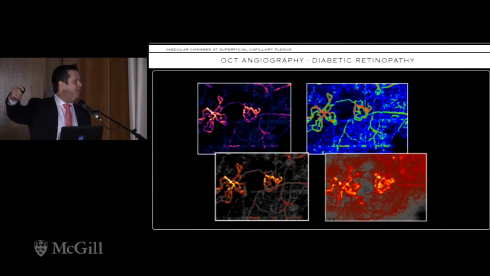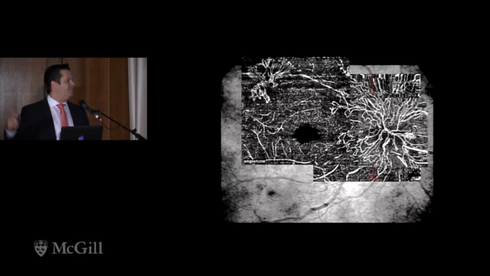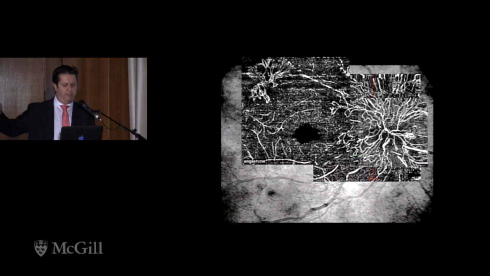We can appreciate it in a much better fashion than in regular fluorescein angiography. Just to give an example, this is a patient where we only assessed the vitreous. We didn't assess anything else. We placed this slab inside of the vitreous so you can appreciate the neovascularization in this patient.